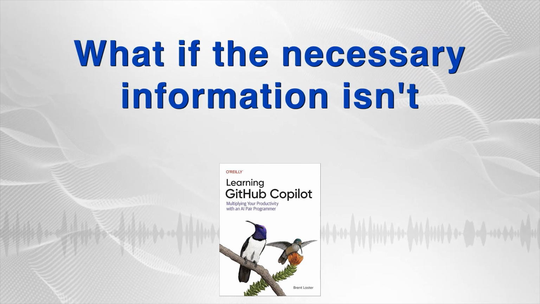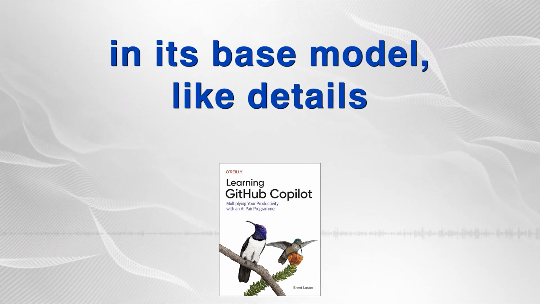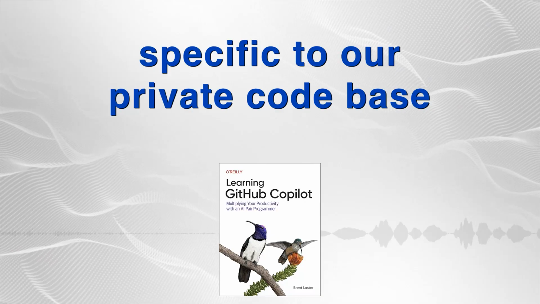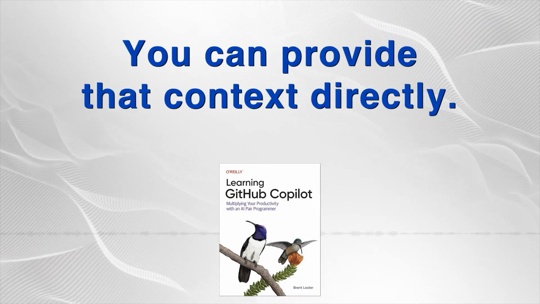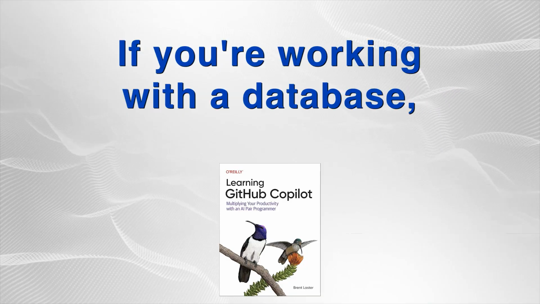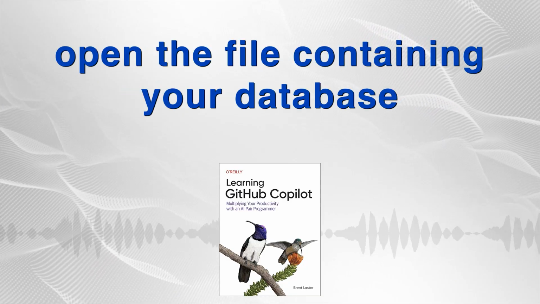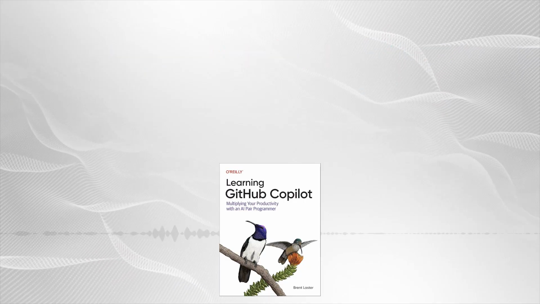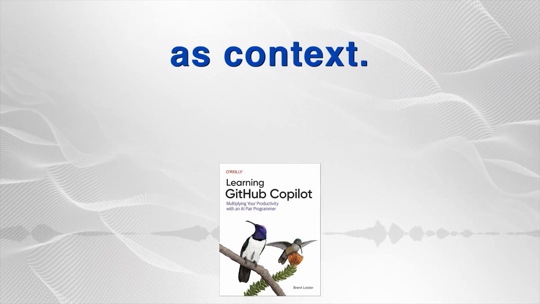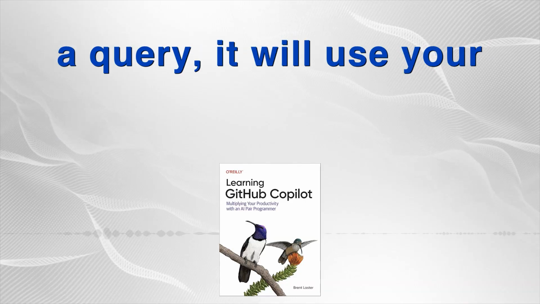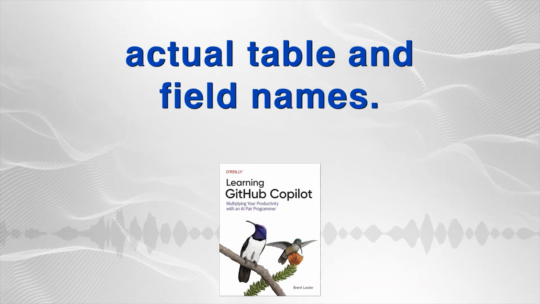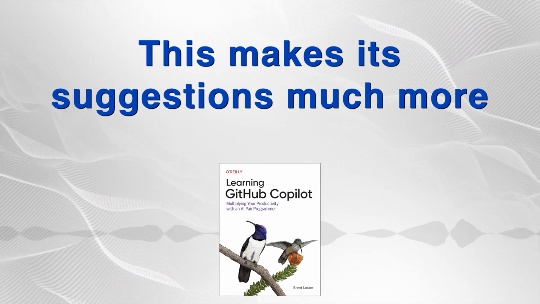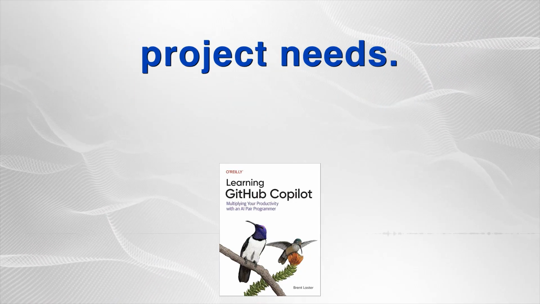What if the necessary information isn't in its base model, like details specific to our private code base or database? You can provide that context directly. If you're working with a database, open the file containing your database schema in the editor. Copilot will then use that schema as context. When you ask it to write a query, it will use your actual table and field names. This makes its suggestions much more accurate and relevant to your specific project needs.